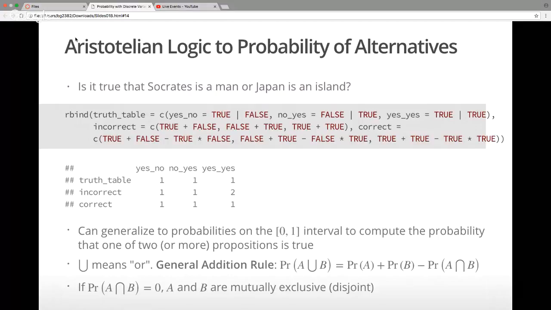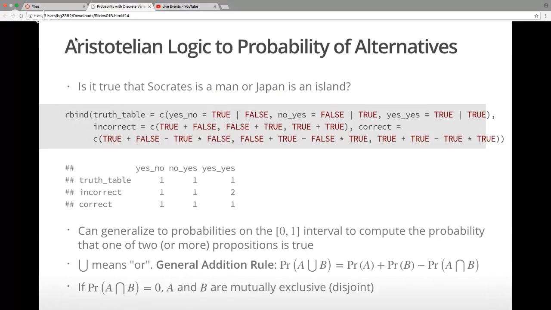So we can construct a truth table. Let's say we have 2 things, the first of which is true, the second of which is false. Here we use the vertical bar in R, and that means or rather than given. So true or false evaluates to true. False or true evaluates to true. And true or true evaluates to true.